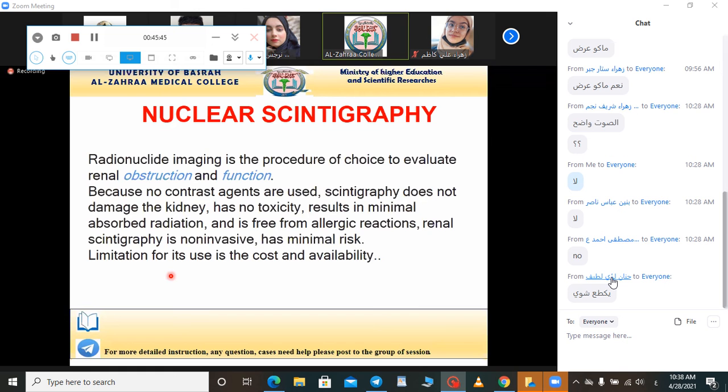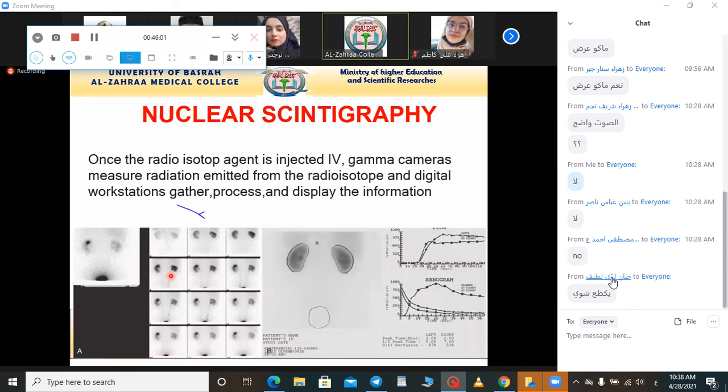The only limitation for the use of nuclear scintigraphy is the cost. It is very high cost, and the availability. It's not available all the time. In fact, in Basra it has probably become available only in the last two years, and not all places have nuclear scintigraphy.